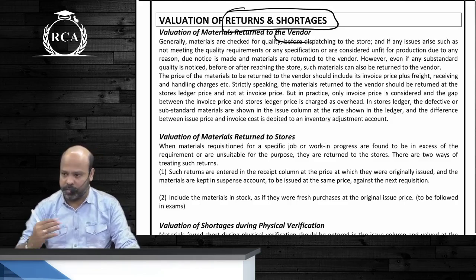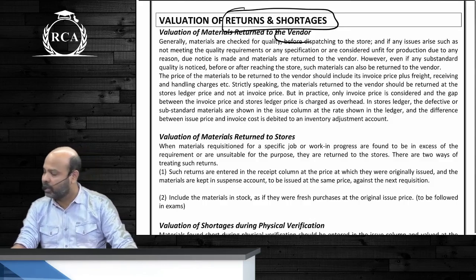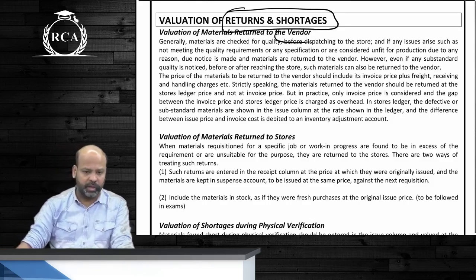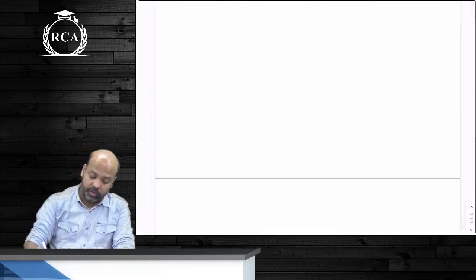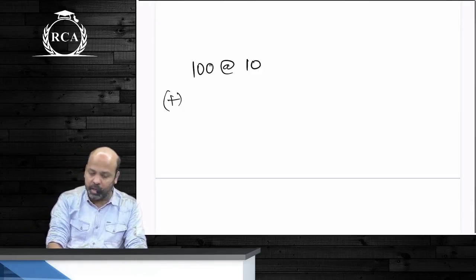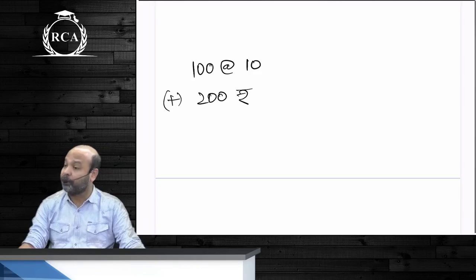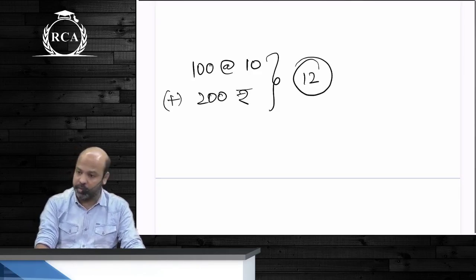In case there is a material, beta, that is returned to the supplier, record it at the price at which the material was originally purchased. Any doubt in this? Now, beta, one small aspect here. Let's say I bought 100 units of raw material at a price of 10 rupees, plus I incurred a transportation cost of 200 rupees. At what price am I going to record the material? 12 rupees, 1200. Yes or no, guys?